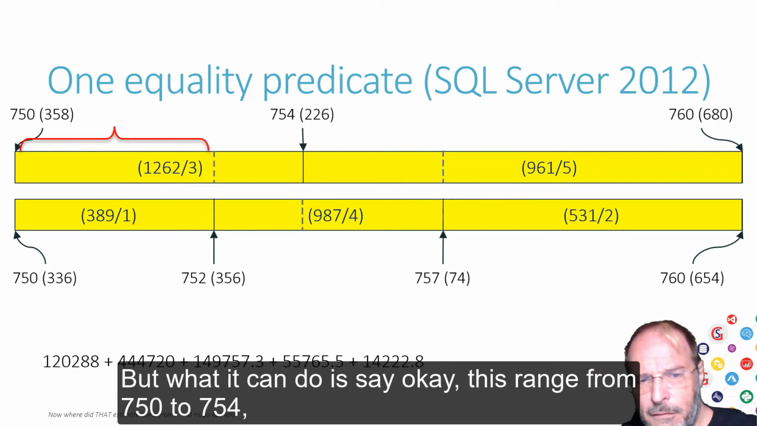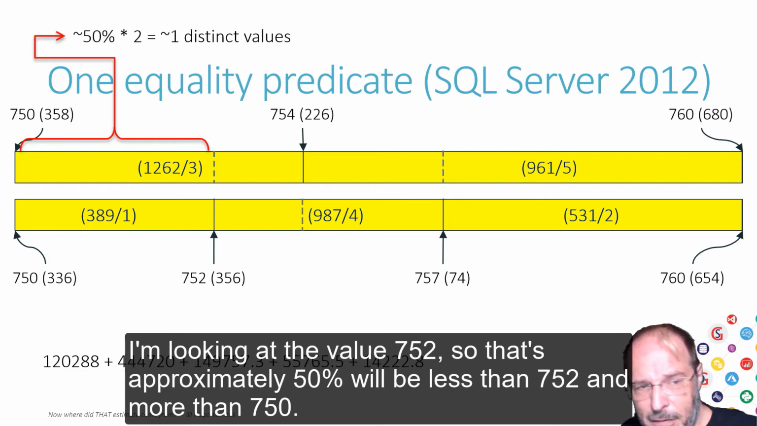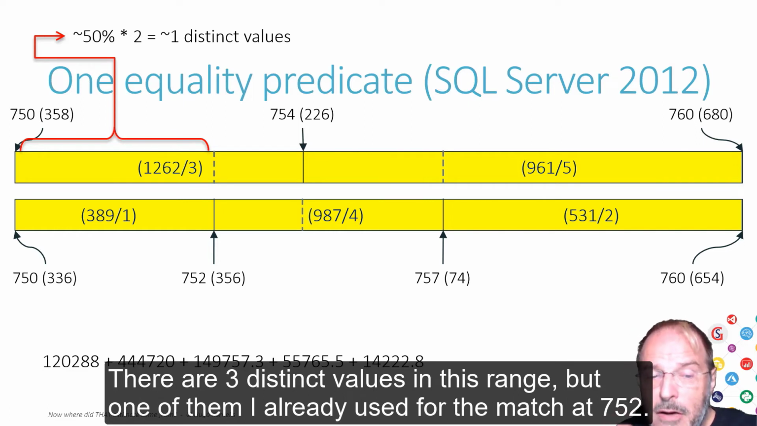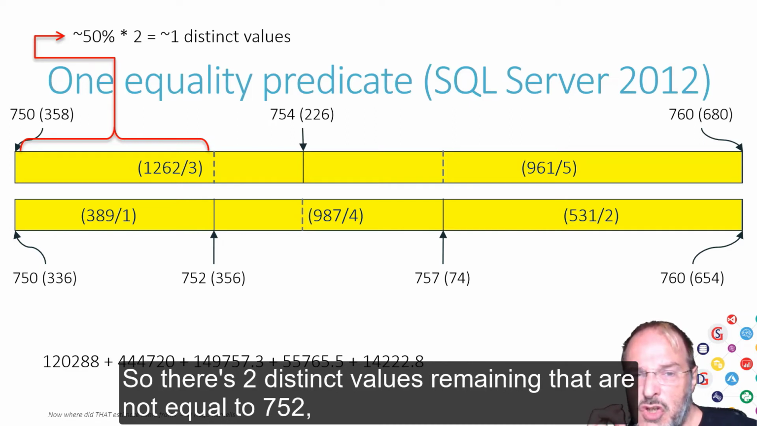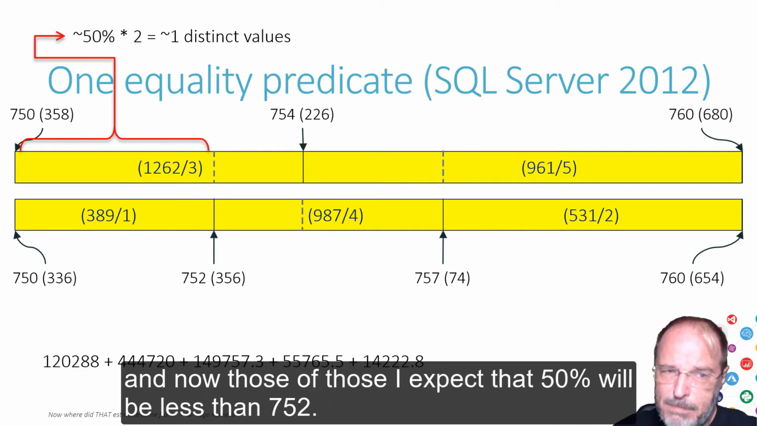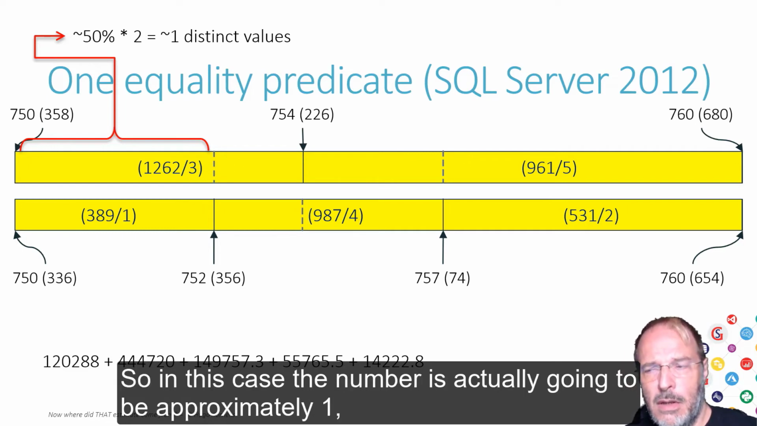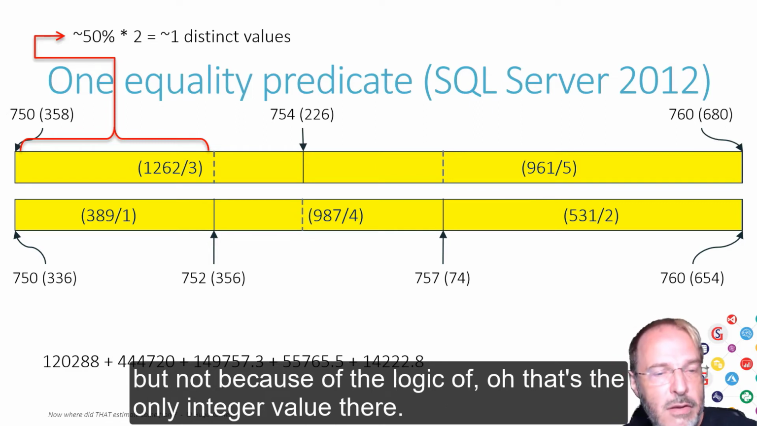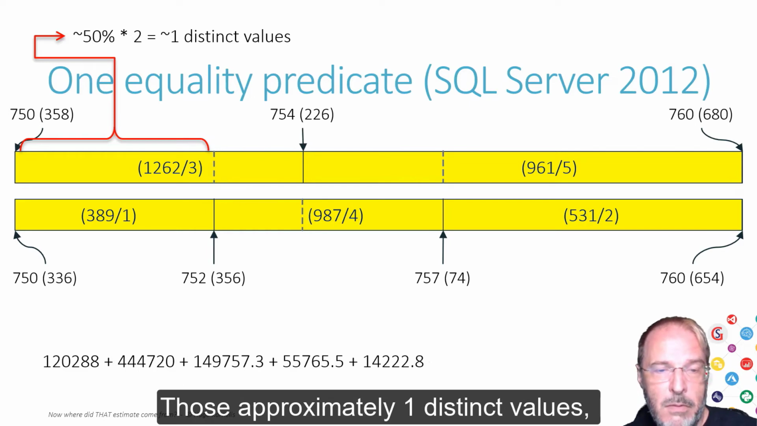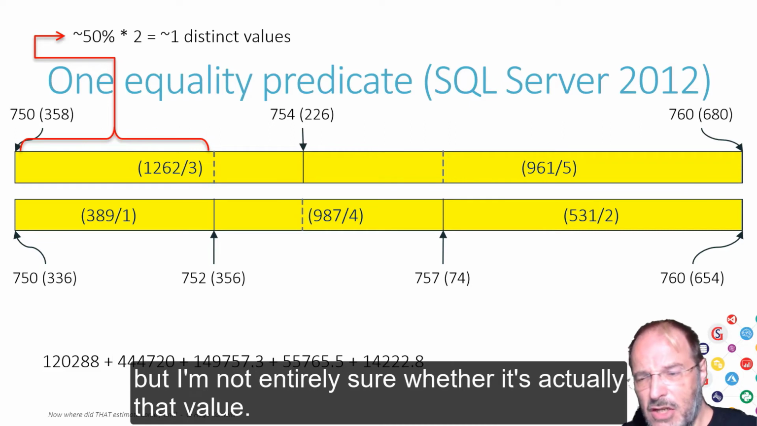this range from 750 to 754, I'm looking at the value 752, so approximately 50% will be less than 752 and more than 750. There are 3 distinct values in this range, but one of them I already used for the match to 752. So there are 2 distinct values remaining that are not equal to 752. And those, I expect that 50% will be less than 752. So in this case, the number is actually going to be approximately 1, but not because of the logic of, oh, that's the only integer value there. Those approximately 1 distinct values, and here I once more use the approximate because I have estimated the interpolation between 750 and 754 to be 50%, but I'm not entirely sure whether it's actually that value.